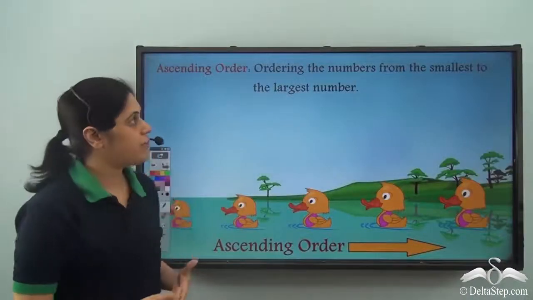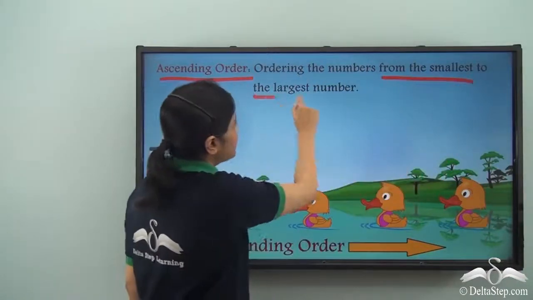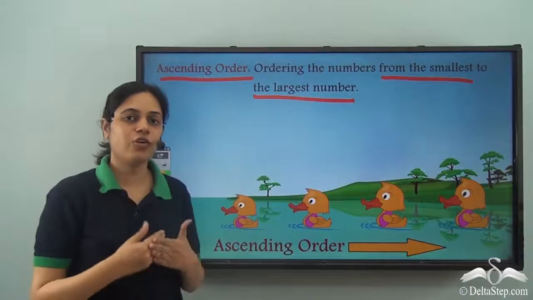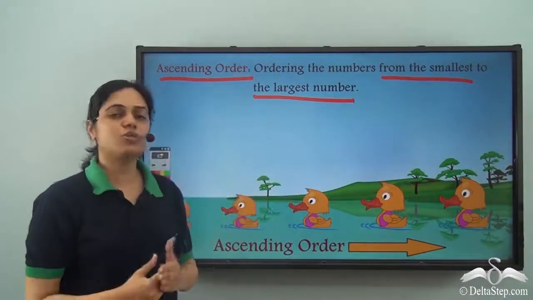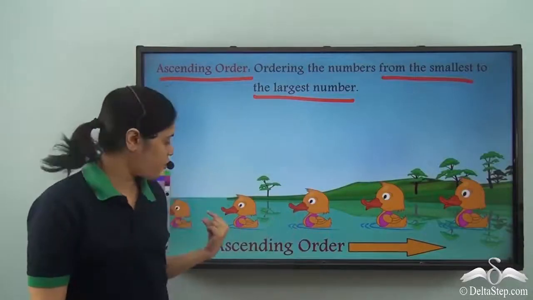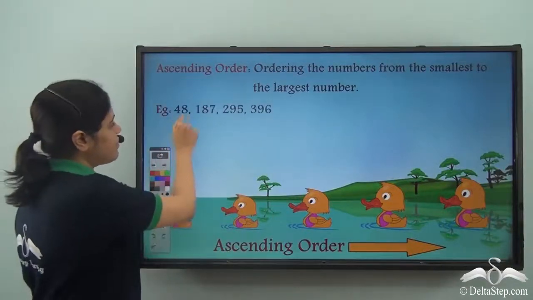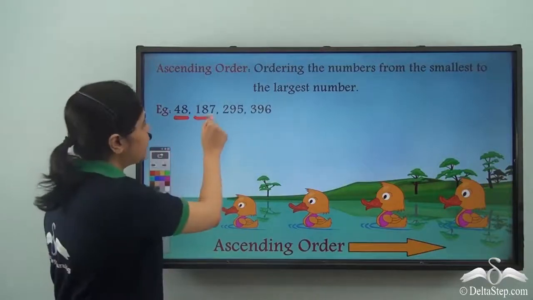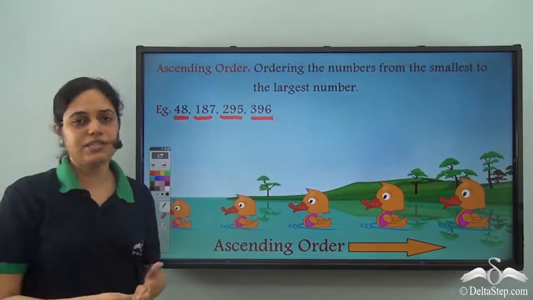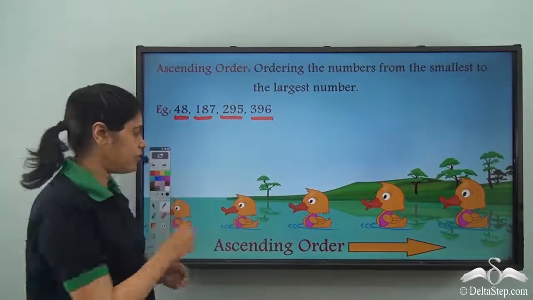Similarly, we can arrange the numbers from the smallest to the largest, and this ordering is called ascending order. So when we order the numbers from the smallest to the largest, it is called ascending order. Like you can see these ducks arranged from the smallest to the largest. If you look at these numbers, 48 is smaller than 187, which is smaller than 295, which is smaller than 396. So these numbers are arranged in increasing order or ascending order.